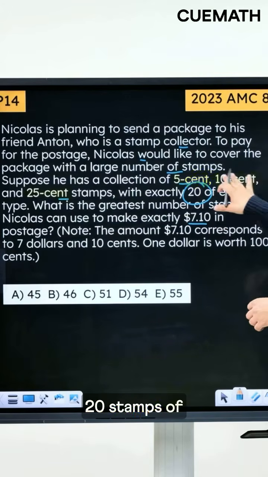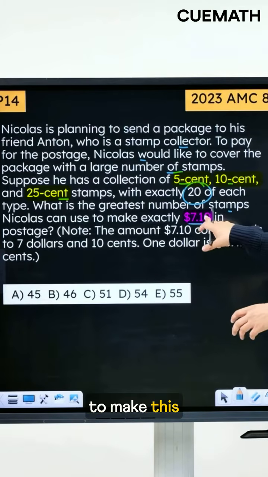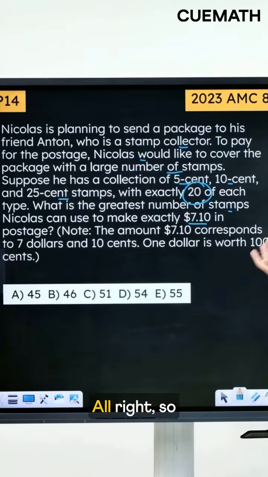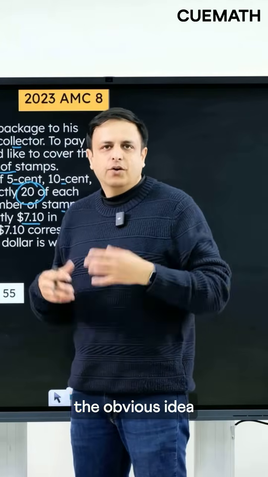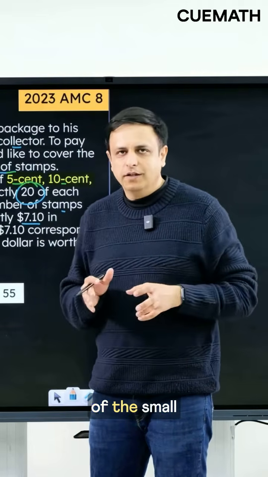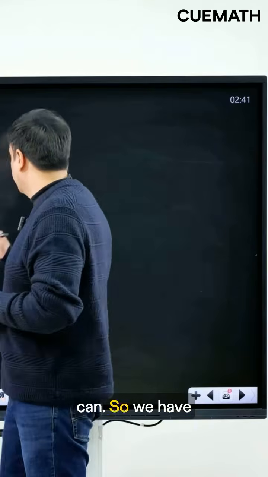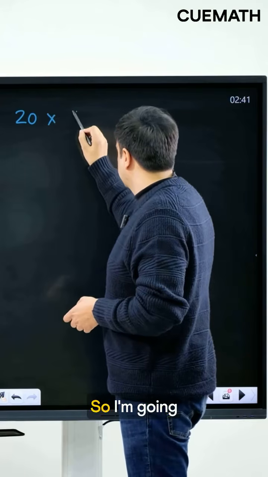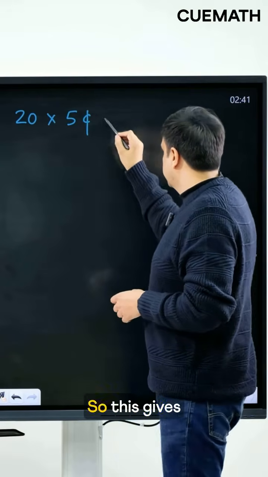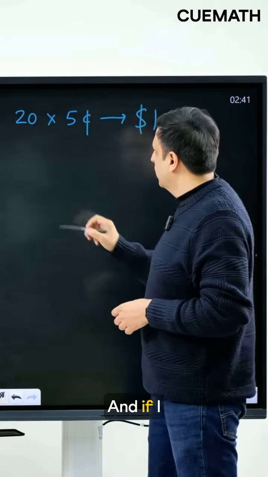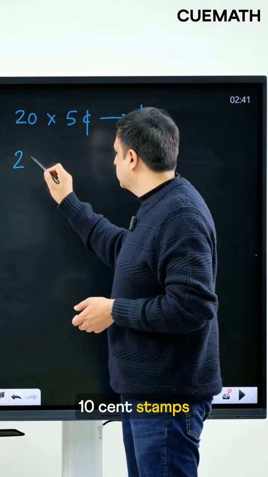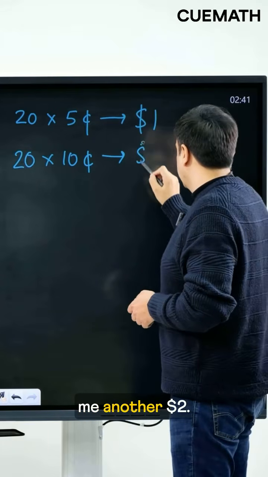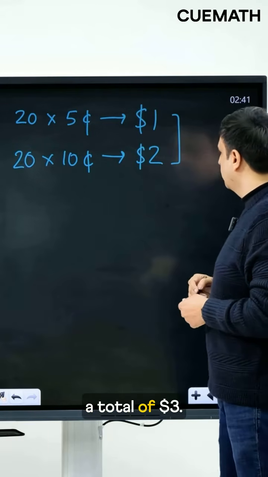So he has 20 stamps of these 3 types and he wants to make this amount, $7.10, and we have to find the greatest number of stamps he can use to do this. Alright, so to maximize the number of stamps, the obvious idea here is to use as many of the small stamps as we can. If we use 20 of the 5 cent stamps, I'm going to write this as 5 cent like this, this gives me $1. And if I use all 20 of the 10 cent stamps, this will give me another $2. So now I get up to a total of $3.